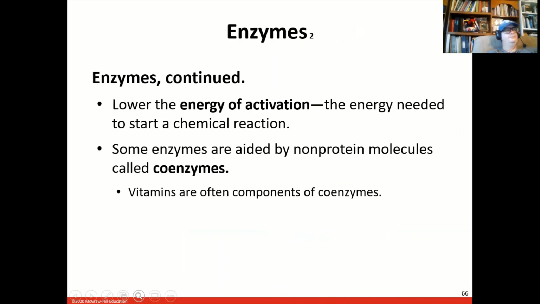Okay, so enzymes lower the activation energy. The activation energy is just the energy that you need to get the reaction to go, to start it. Think of it as, hey, your gasoline is full of energy that could be used to drive a car, to power a car. But it doesn't work if you don't get the spark in there to start the release of energy. The spark is your activation energy.